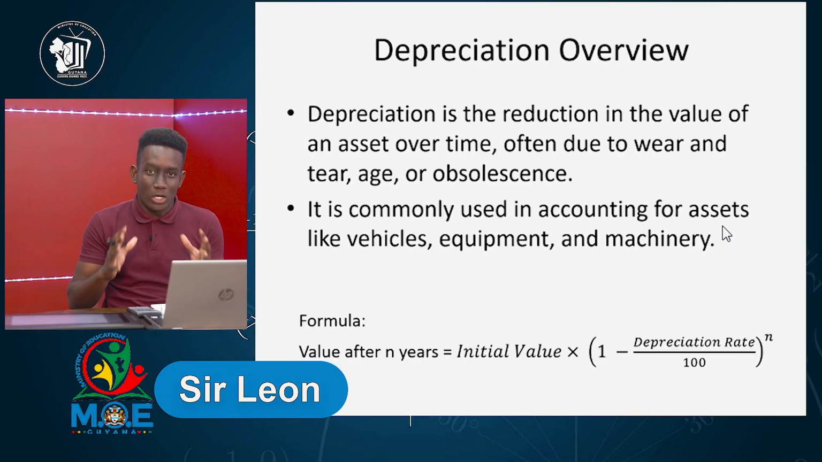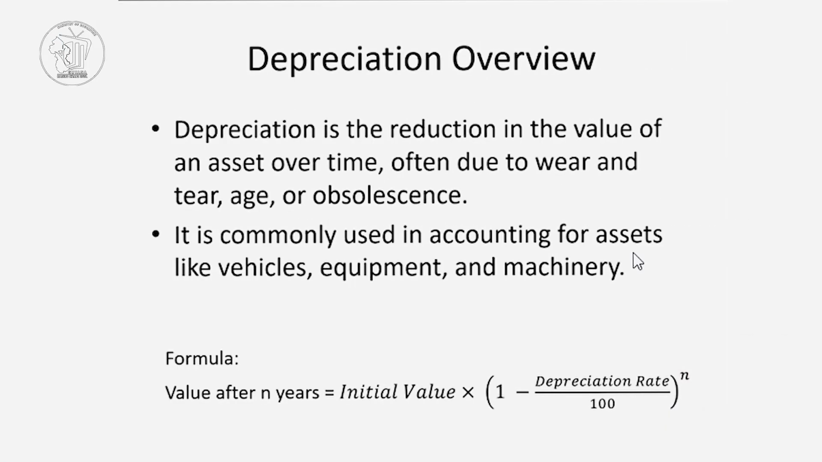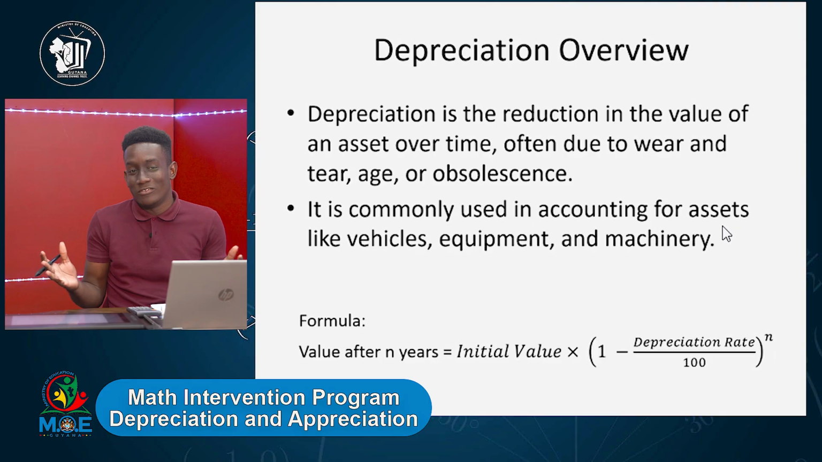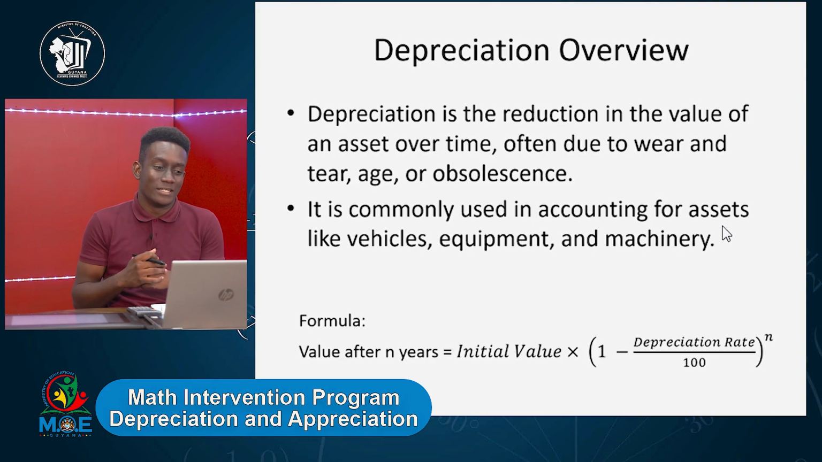So first, let's head into depreciation. When we talk about depreciation, we're talking about the reduction in value of an asset over time. This is often due to wear and tear of the item, the age of the item, or sometimes the item may not be in style. For example, an iPhone 5 probably cost about $60,000 about 10 years ago. But now, nobody's paying $60,000 for an iPhone 5 because it's outdated. That is the reason for depreciation.